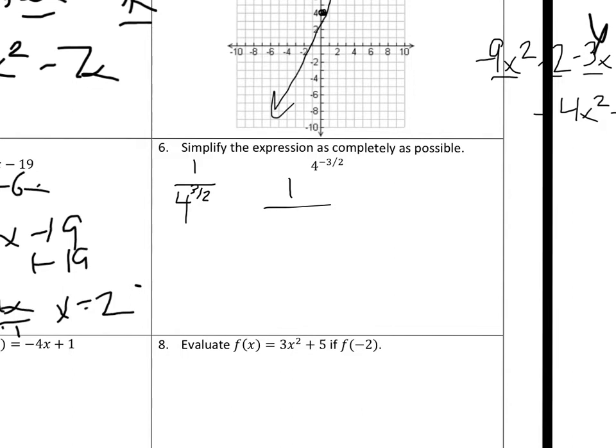So what we need to notice is that the denominator here, the 1 over 2, is actually the square root of this number, and then that numerator, the 3, is outside the radical. So now we can just simplify. Okay, the square root of 4 is 2, and now cube 2, and I get 1 over 8.